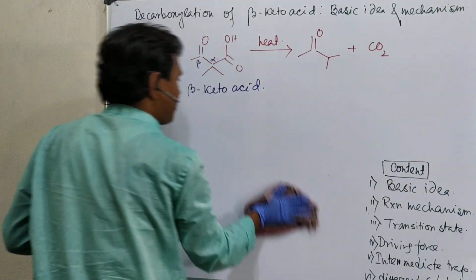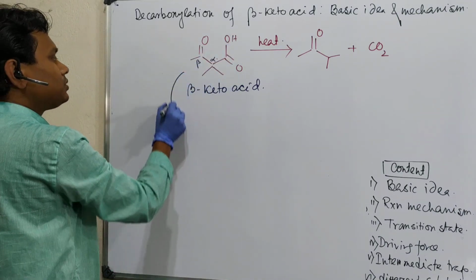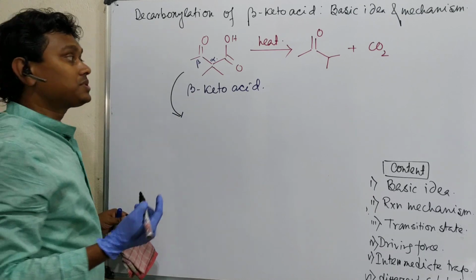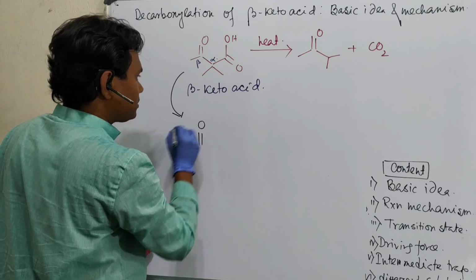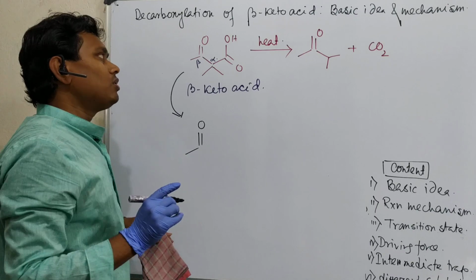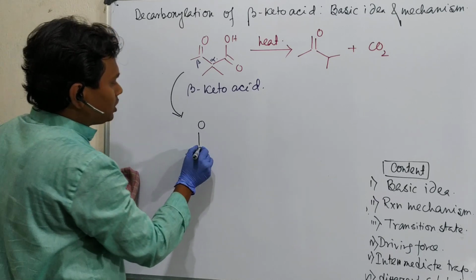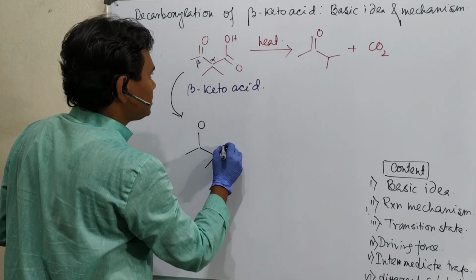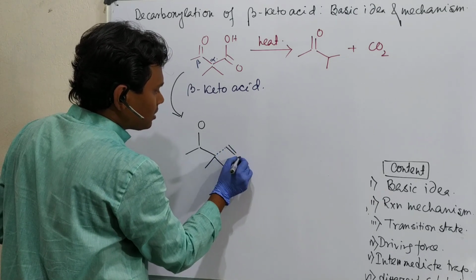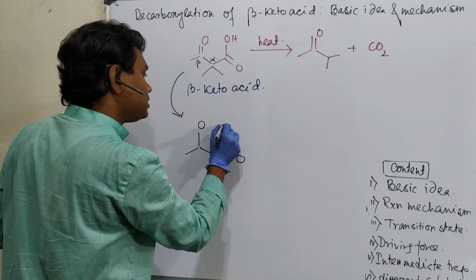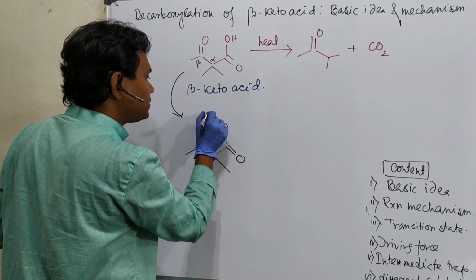Now let's go to the mechanism part. How does this reaction happen? What happens if you heat this? It undergoes a cyclic transition state. Okay, how does that look? Transition state means we consider the bonds which are formed or broken, and we keep the bonds which are not involved in this process. This simple line means these bonds are not involved in the transition state.